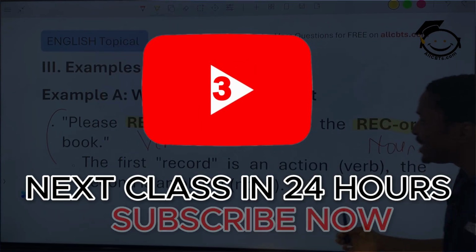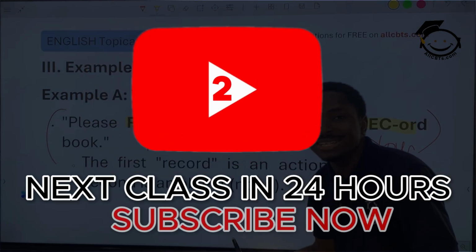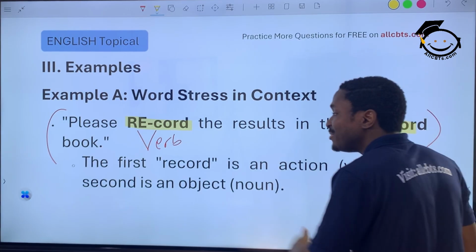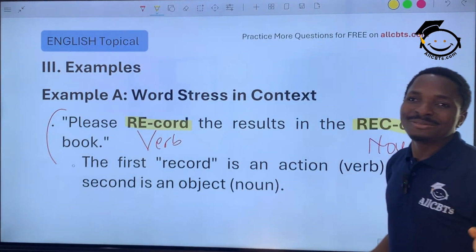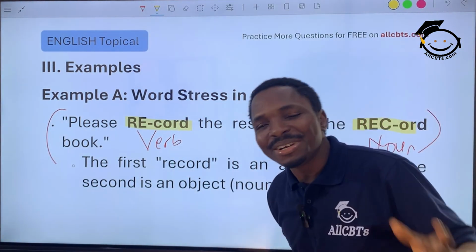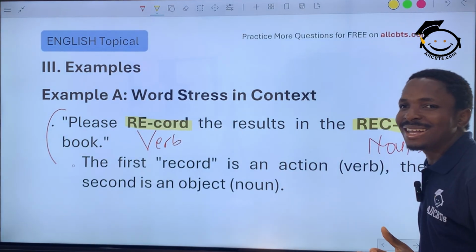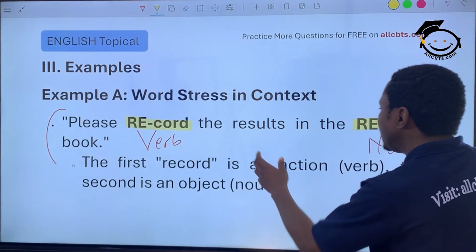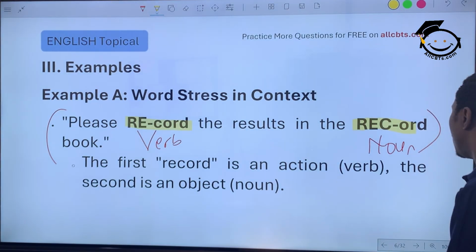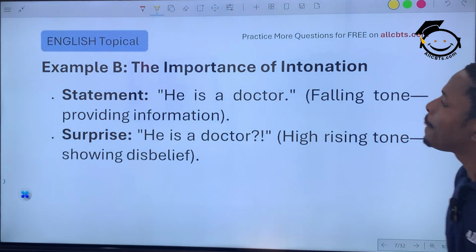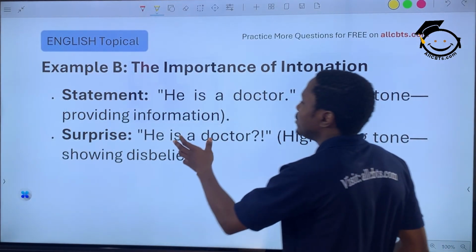Good. So you can see in one sentence, one expression, you have the same word but in different application. Are you still there? Good. The first record is an action, a verb. The second one is an object, a noun. We got another example now. Look at this.